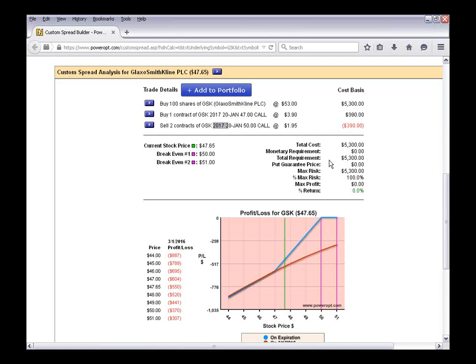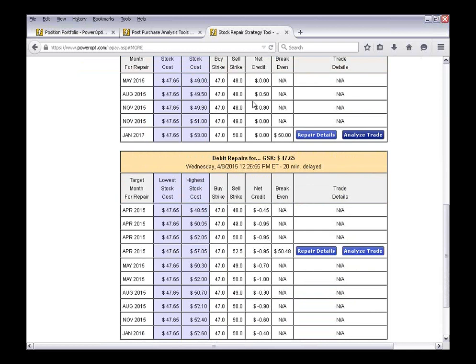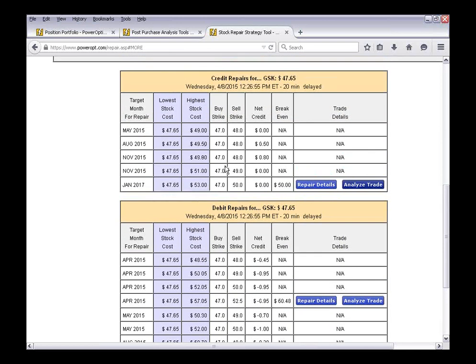But we saw something interesting back on the other page, didn't we? Something I haven't talked about yet. The tool here tried to build repairs in two different sections. One is a credit repair, which I prefer to do if possible, if a stock repair is there. We've already talked about the dangers and the cons and why we don't want to consider going out this far in time, even though a repair is available.